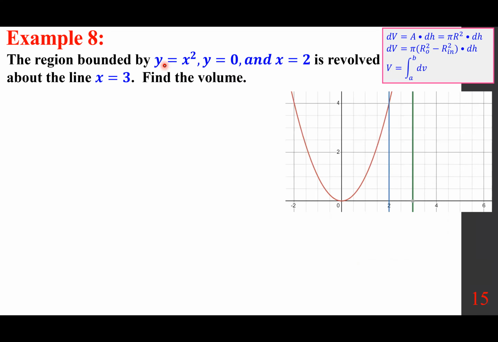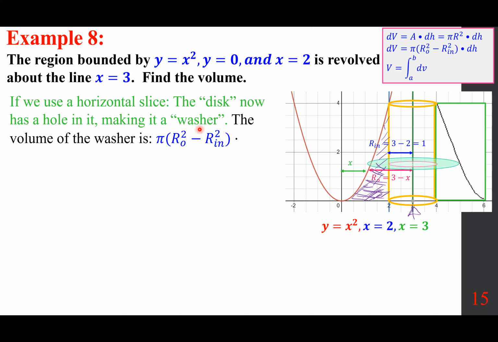So if we use a horizontal slice, the disk now has a hole in it, making it a washer. The volume of a washer is pi times the parentheses R out squared minus R in squared. So the area of the bigger circle minus the area of the inner one, the smaller one. That's why pi R out squared minus pi R in squared. We factored out the pi. That's what this is all about. That's what this area becomes.